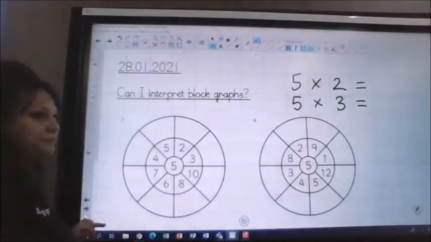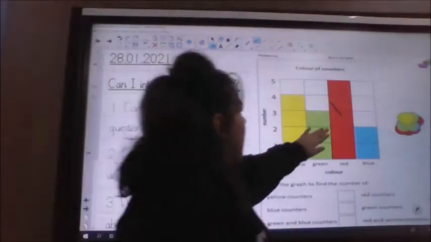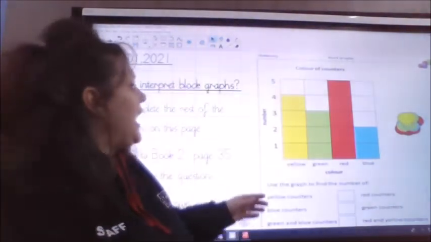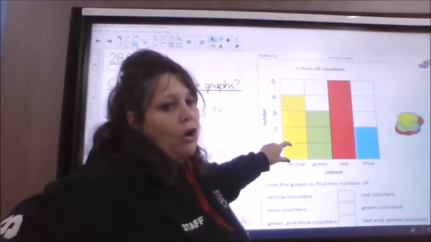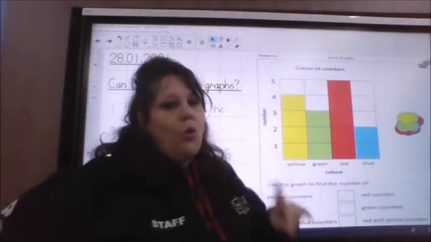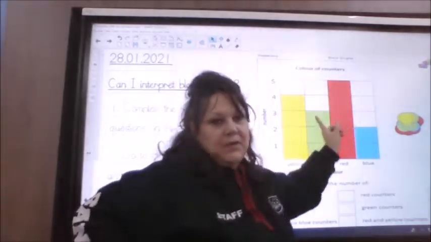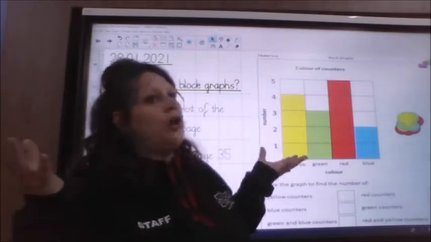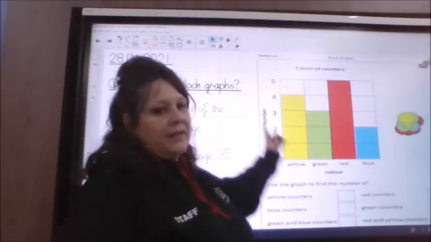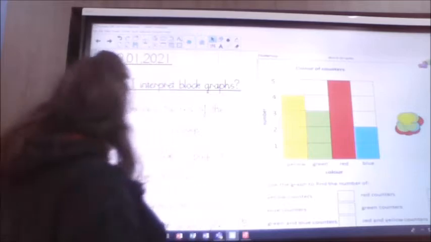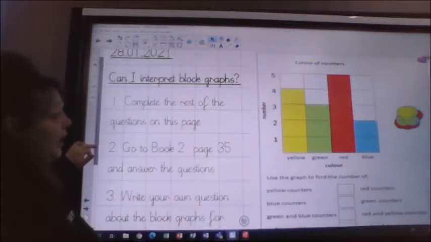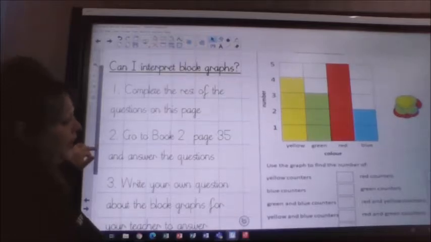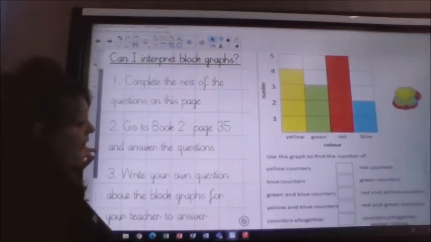Then you're going to have a little look at a block graph. Okay, now this is a block graph, and each of those little blocks on the graph represents one counter in this particular thing. It could be one item of clothing, it could be one animal, okay? But in this, it's counters. And what we're going to do is have a little look at how we can interpret and how the block graphs are put together.